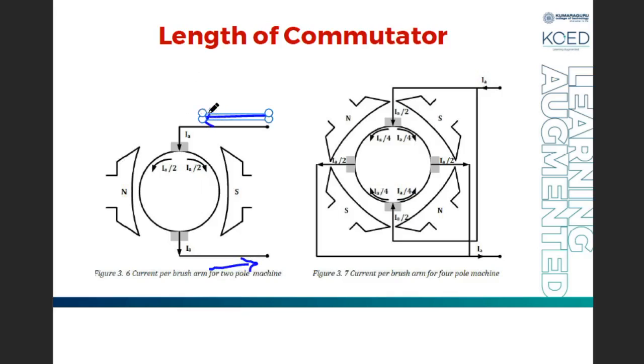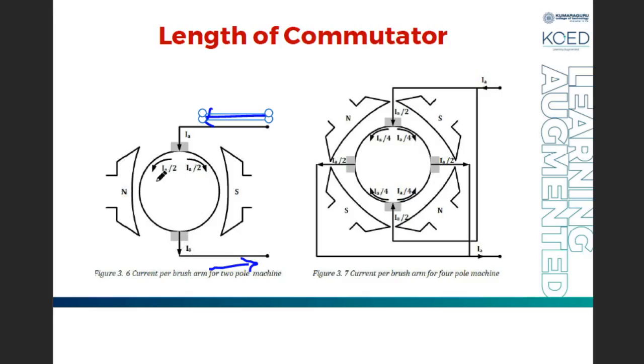So what happens is, when this IA comes here, there are two parallel paths. I hope you know what is meant by a parallel path. When the current enters the brush portion, a portion of the current will pass through this side, and the remaining portion will pass through this side. This is what we call parallel paths. So IA will flow as IA by 2 and IA by 2, and in this portion again they become a common point, and IA by 2 plus IA by 2 becomes IA here.